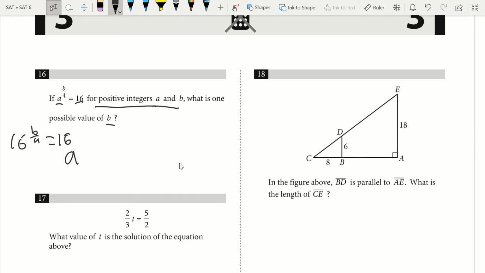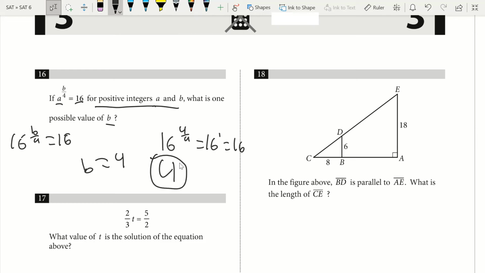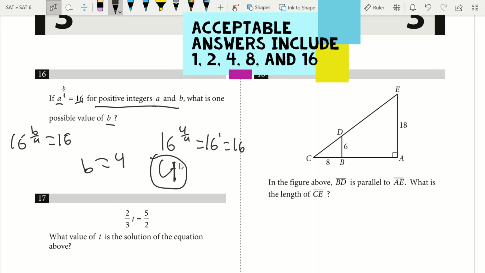Well, we know 16 to the first power equals 16, so we can just go ahead and call our b 4. So that way we have 16 to the power of 4 over 4, which is just 1. 16 to the power 1 is 16, so 4 is our answer. And there's a couple other answers you can use too, but I would just use 4 because it's very quick and simple.